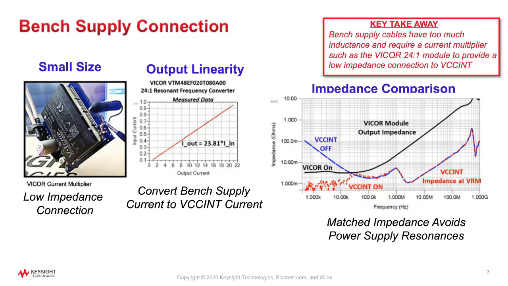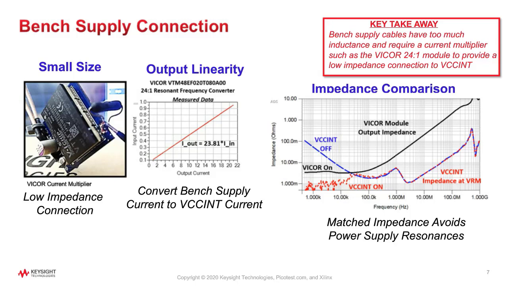The biggest challenge with connecting a bench supply to the high current VCC-INT power rail is that the bench supply cables have a lot of inductance, making them way too high in impedance. Connecting the power supply cables directly to the VCC-INT power rail can cause significant resonances with the PCB PDN. To avoid this, a Vicor current multiplier module is used.